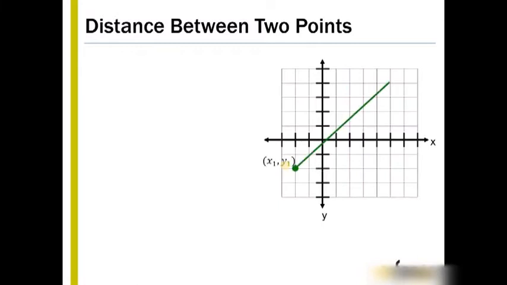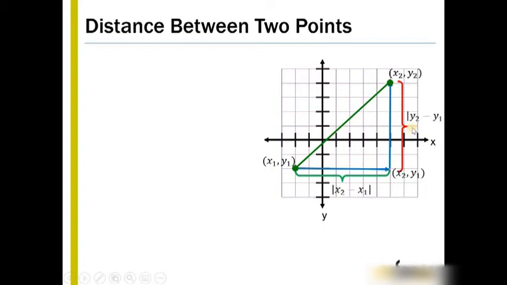Let's do the same thing, but we'll use the general coordinates x1, y1 and x2, y2. This is so that we can come up with a general formula. So we create the triangle again, and this time this coordinate here is x2 because it matches this x-coordinate, y1 because it matches this y-coordinate. So the distance along here is x2 minus x1. And the distance up here is y2 minus y1.